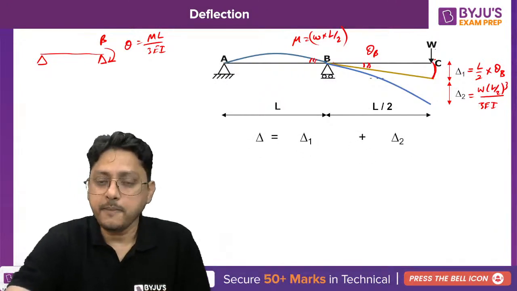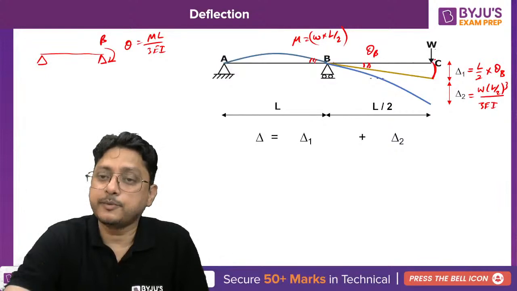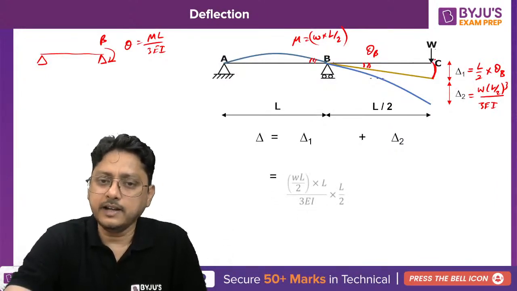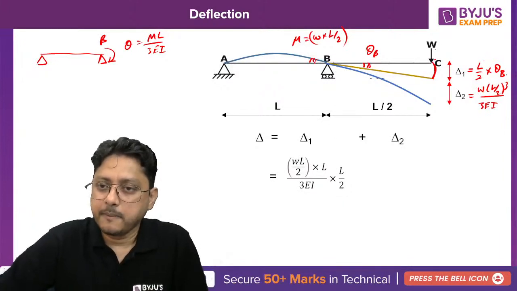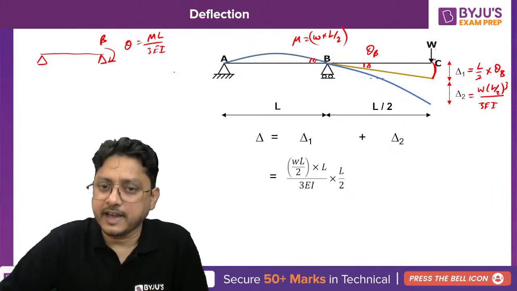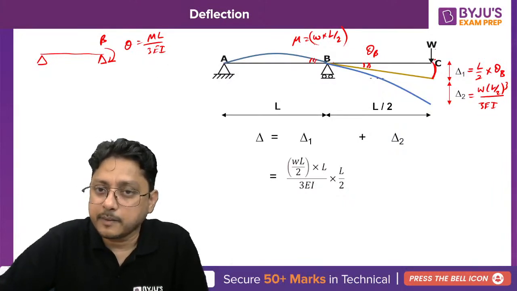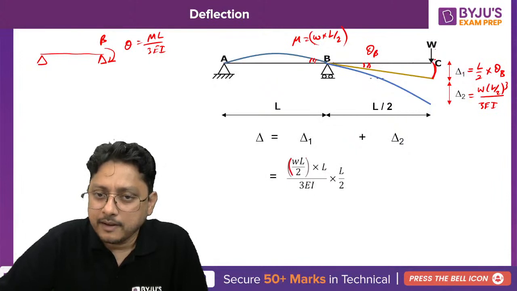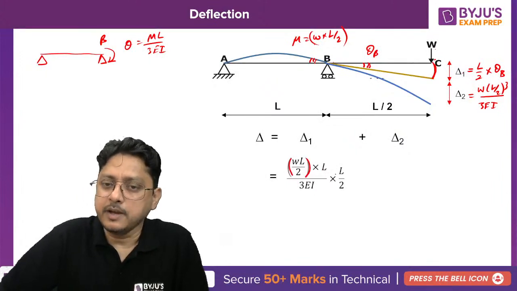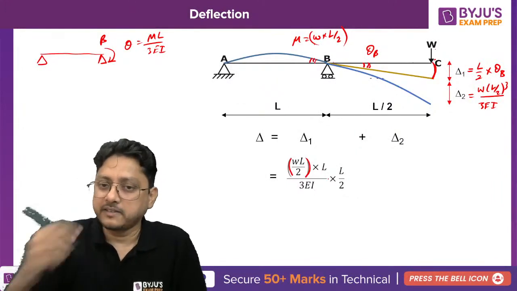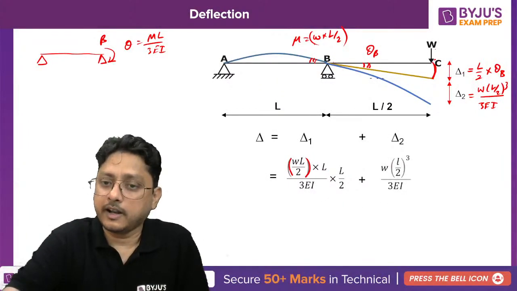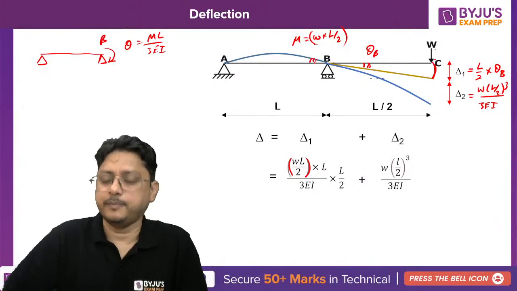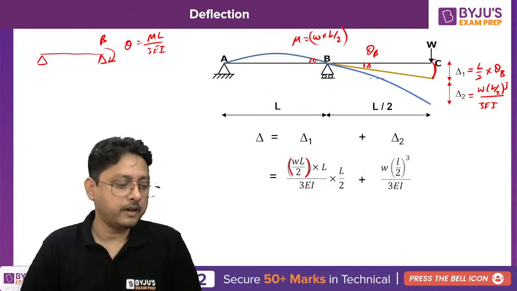So the deformation or the deflection at C will be the summation of delta 1 plus delta 2, whereas delta 1 is nothing but L by 2 into theta B, right? What is your theta B? That is nothing but your ML by 3I. M is what? W into L by 2. So ML by 3I multiplied by L by 2, that is theta B into L by 2. Then plus another one, that is W into L by 2 whole cube divided by 3I. That is your total deflection there. Are you able to understand that?